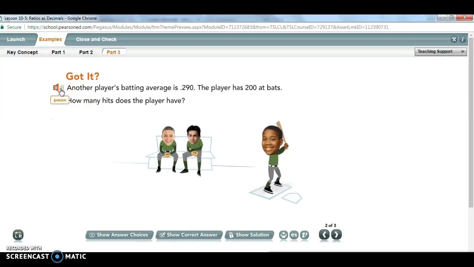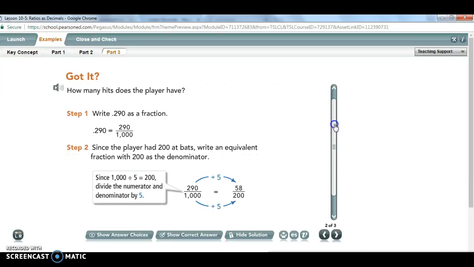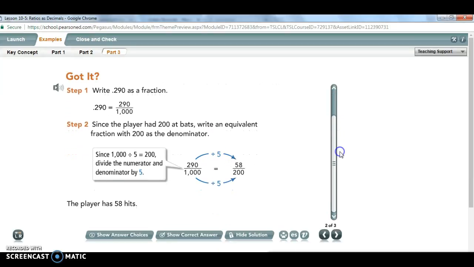Here's the got it problem. Another player's batting average is 290. The player has 200 at-bats. How many hits does the player have? The correct answer is B, 58 hits. This is how you get the solution. You can pause the video and read through this.